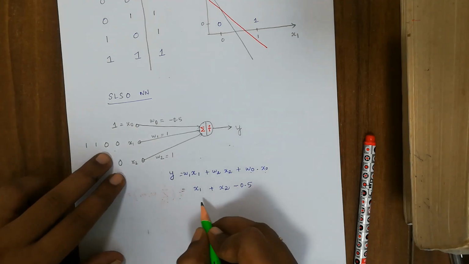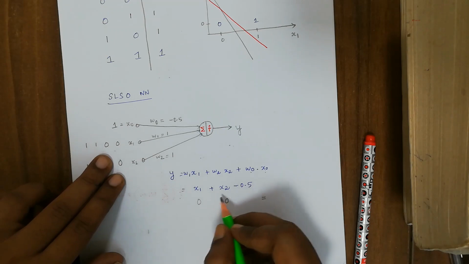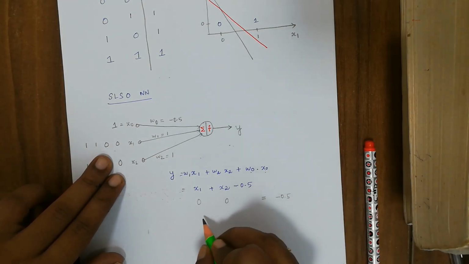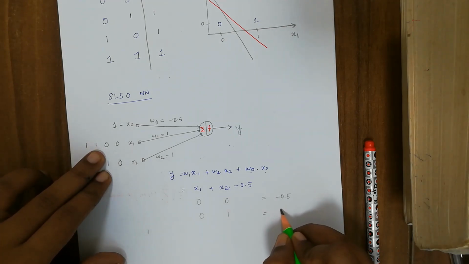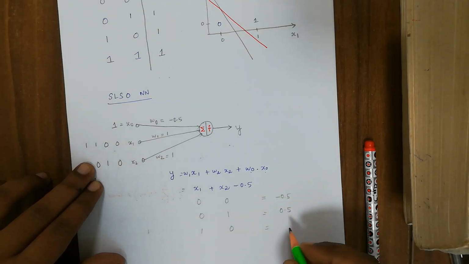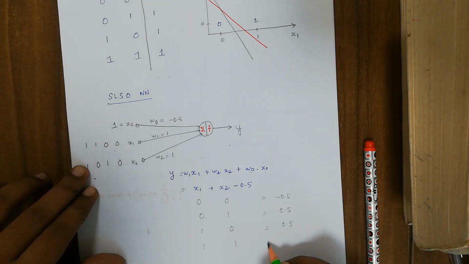Now let us take 0 0. For the values of x1 x2 0 0, it will produce minus 0.5, and for the next input pattern 0 1, it will produce 0.5, and then the next input value 1 0, it will produce 0.5, and the last input value 1 1, it will produce 1.5.